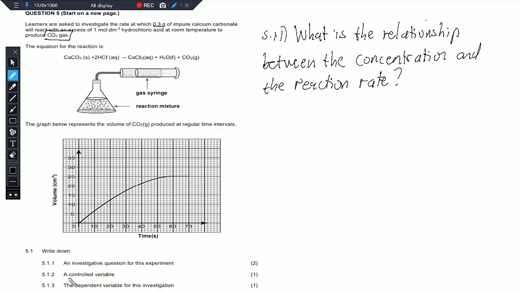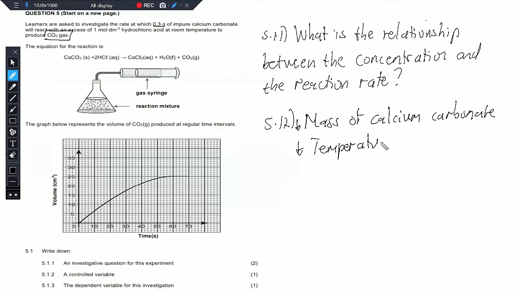Then 5.1.2 says a controlled variable. So which variable must be controlled here? Obviously, if there are two, make sure that the results of this investigation are valid and reliable, they would have to make sure that they use the same mass. So they have to use the same mass of calcium carbonate. So the mass of calcium carbonate would have to be kept constant. And then again, to make sure that the concentration is the only factor, they would have to maintain the same temperature throughout this experiment or investigation, right?